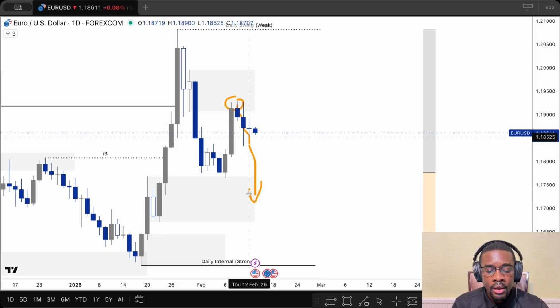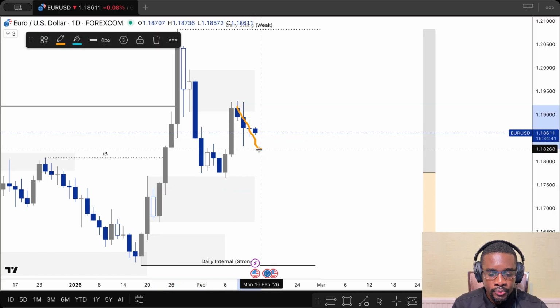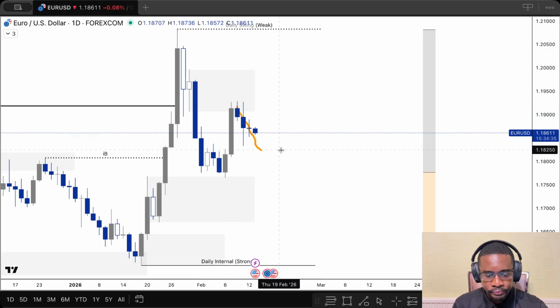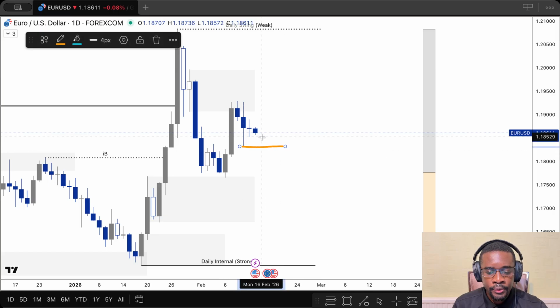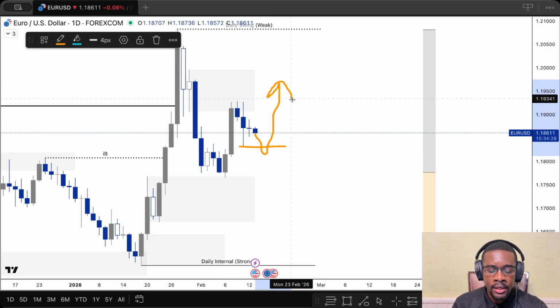Or this is just a small pullback. Maybe reach this area or sweep this low, and then use that as the catalyst with the news to take price higher. So those are two possibilities that we have.